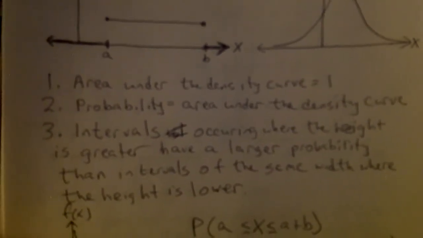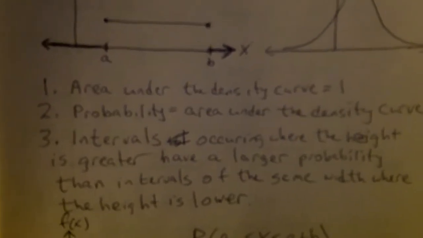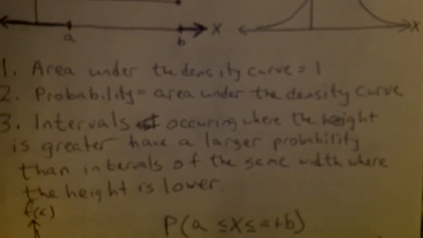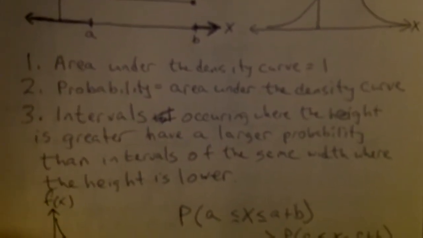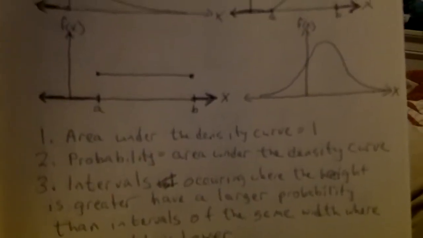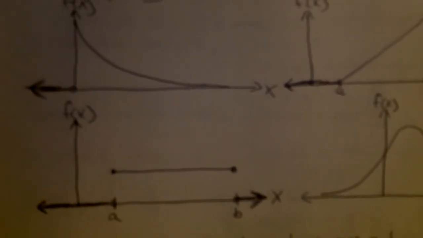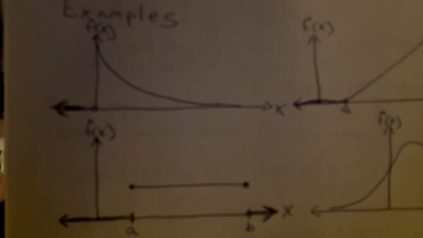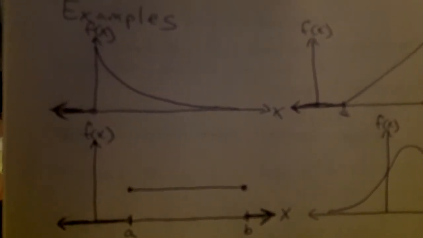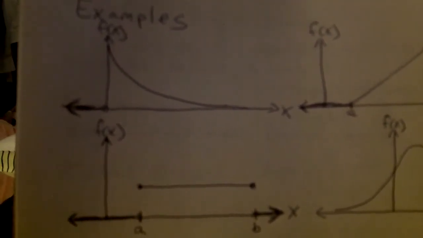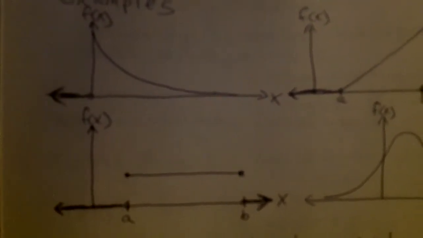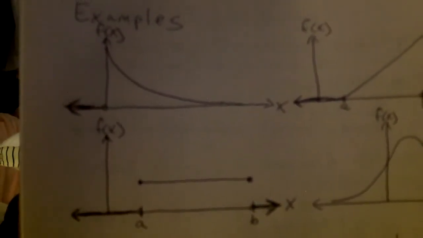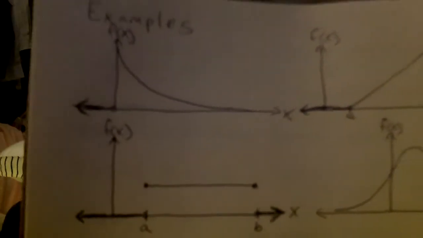We measure probability here by taking a look at the area under the density curve corresponding to the interval of interest. And one other thing about these pictures is that whenever you have intervals of the same width, but one interval is in an area where the height is greater than the other, the region where there's greater height is going to correspond to a higher likelihood.